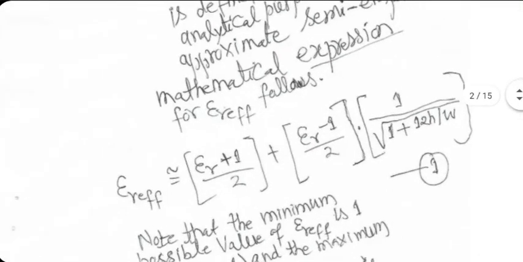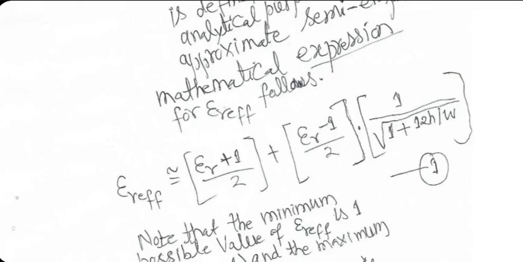Epsilon r plus 1 divided by 2 is the first term on the right hand side, and second term has two factors, epsilon r minus 1 divided by 2 multiplied by 1 divided by square root of 1 plus 12 h by w. Lot of electrostatics is behind this formula, and some empirical corrections have been made as well.